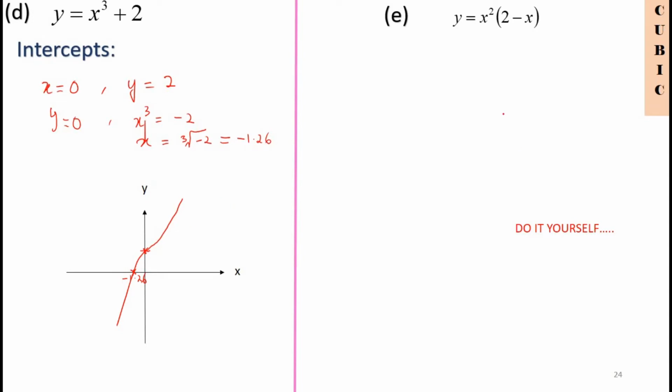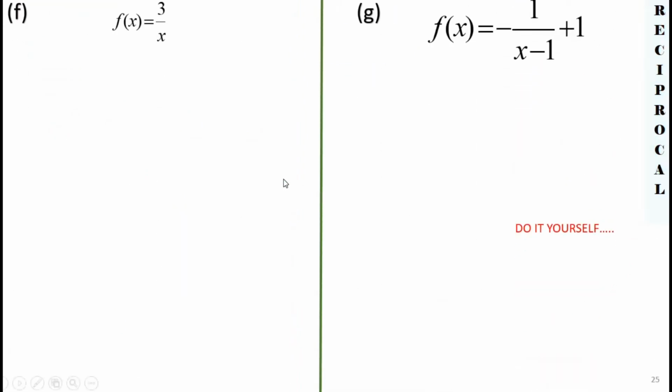Okay, so now the next function. You have y equal to x cubed, x squared times 2 minus x. Again, you have to find all the intercepts by substituting x equal to 0 and y equal to 0. You can try to do it on your own.